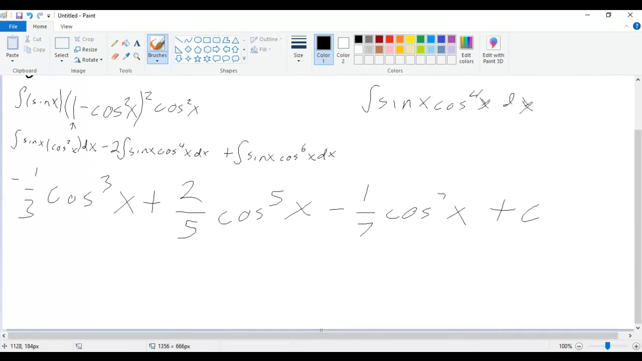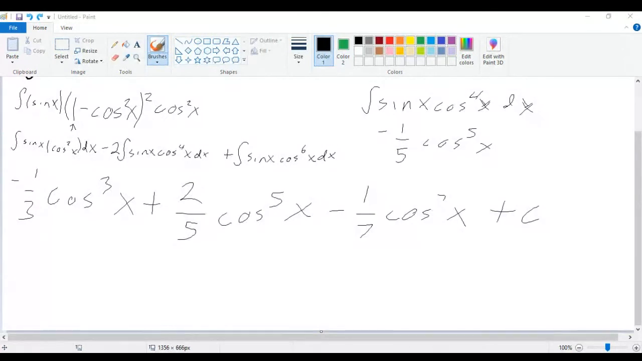If we integrated that using u substitution, we would let u be equal to cosine x, then du would be negative sine x. So this integral is negative 1/5 cosine to the 5th x. But then we also have this coefficient out front of negative 2. So negative 1/5 times negative 2 gives us positive 2/5. Make sense? All right.